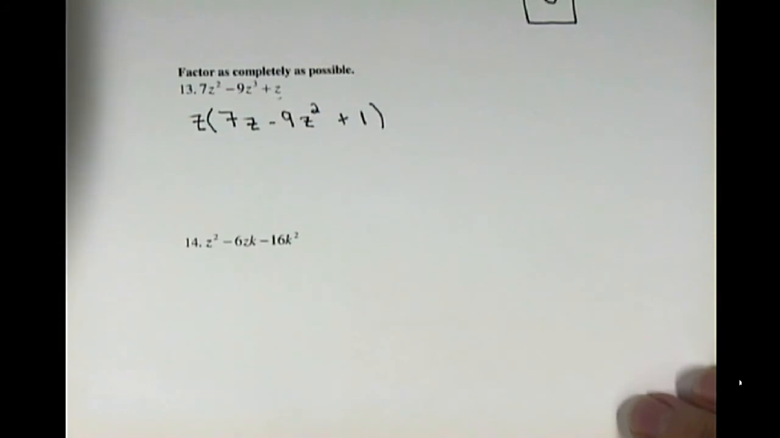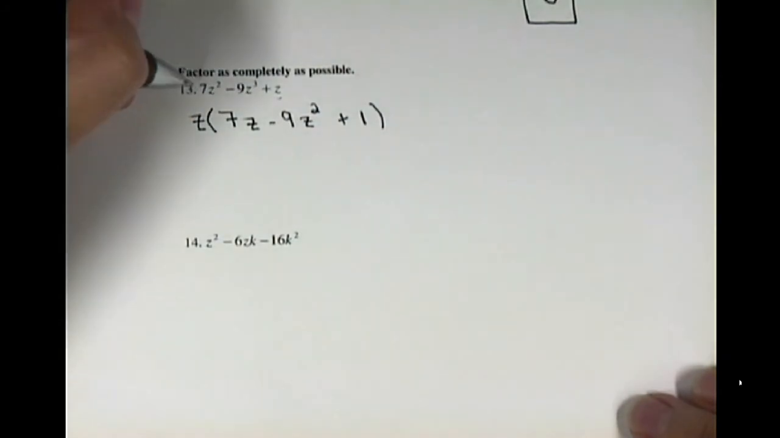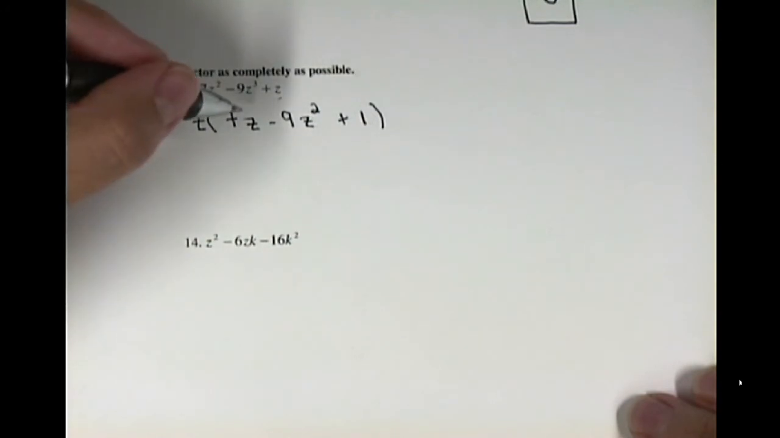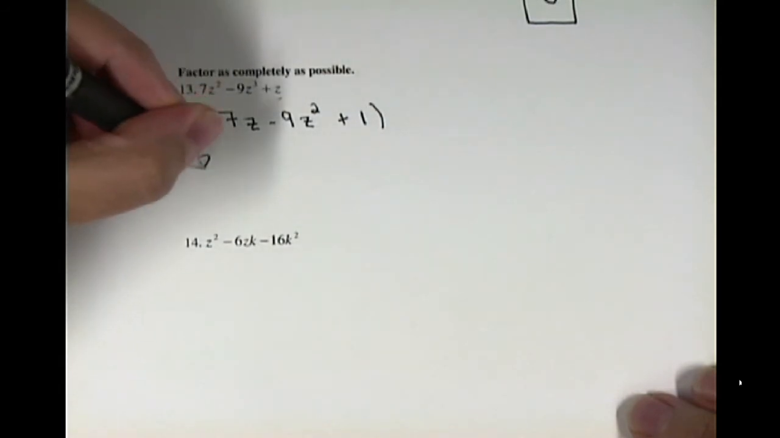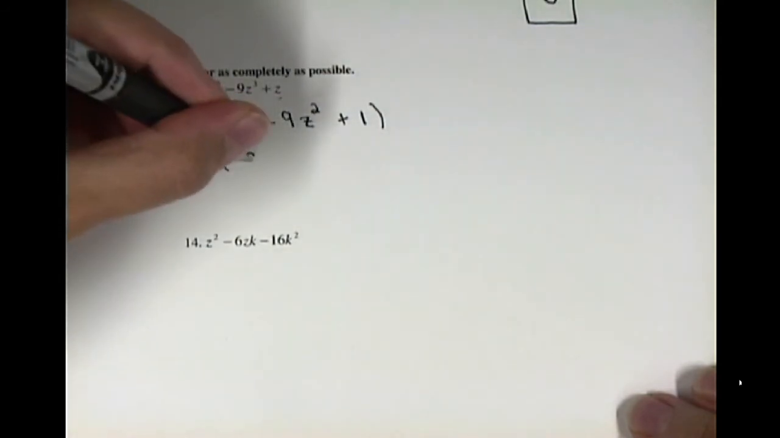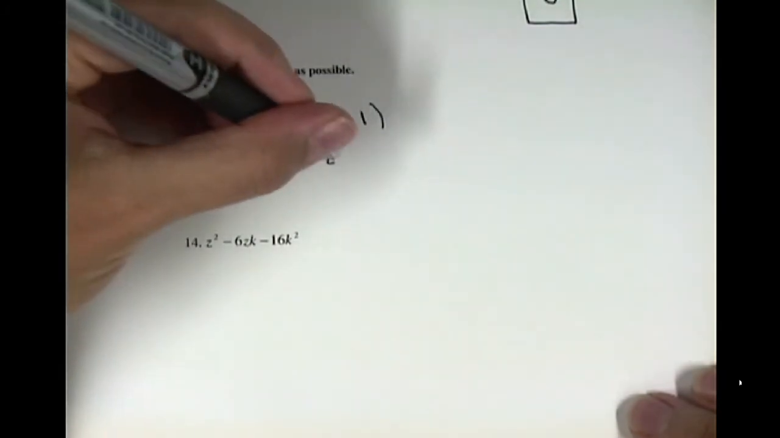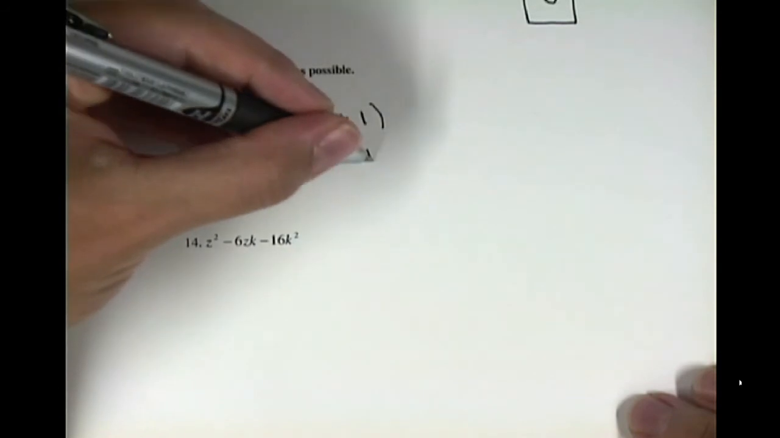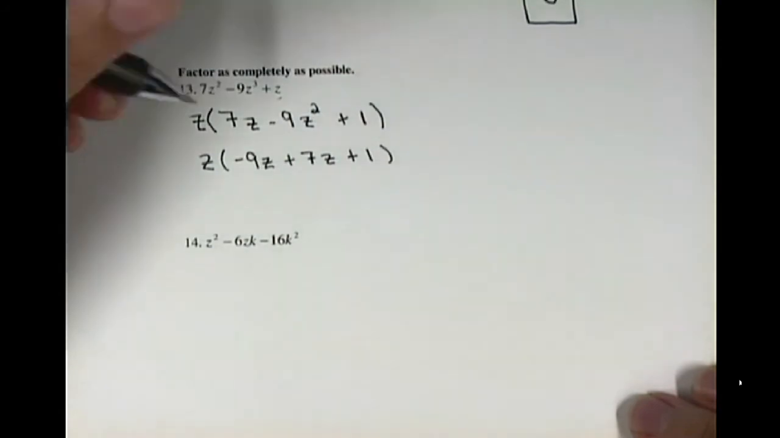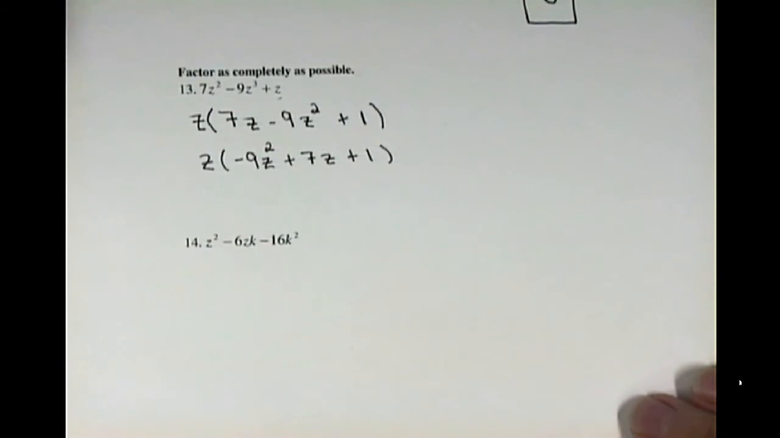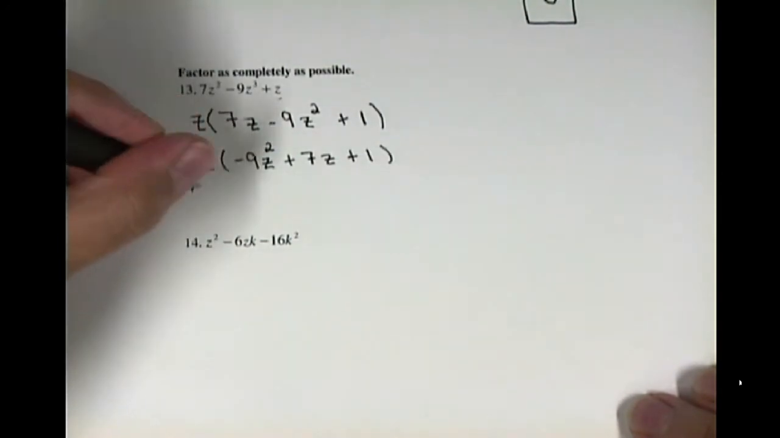Check it: distribute back in, and you should get what you had originally. Now you would want to see if this was factorable in any way. It might help to write it in descending order. It's not necessarily required, but it does help if you were to use the quadratic formula, if you were solving for x or z or something like that. This is not factorable any further, so we can leave it alone at this point.